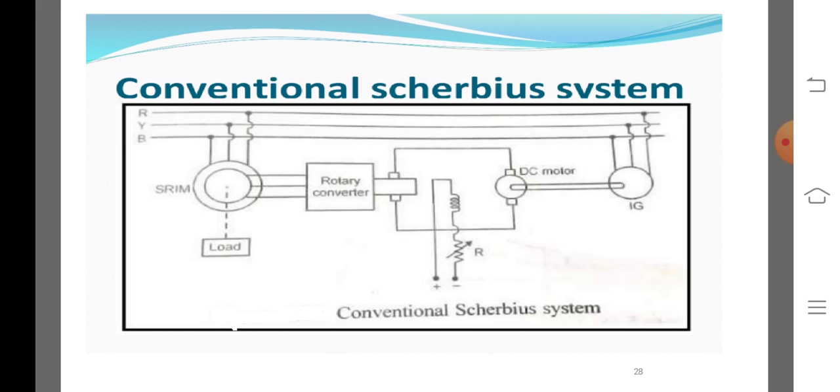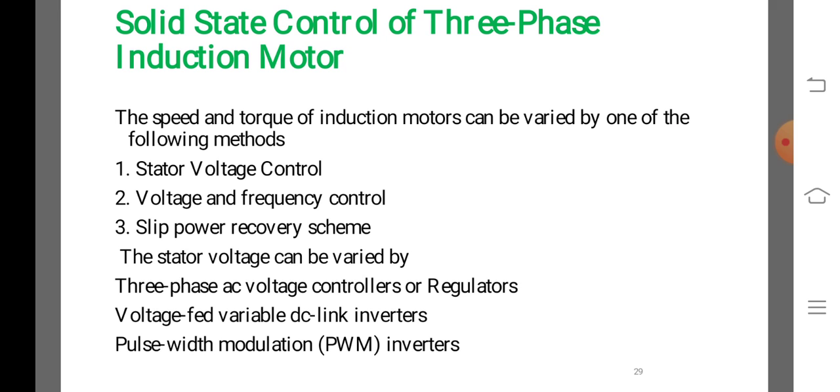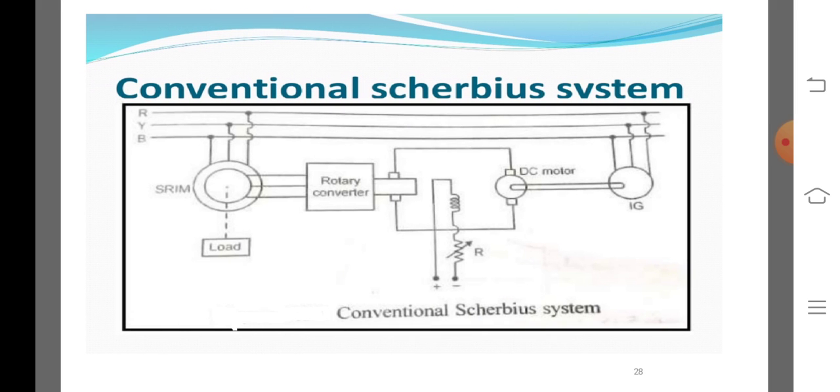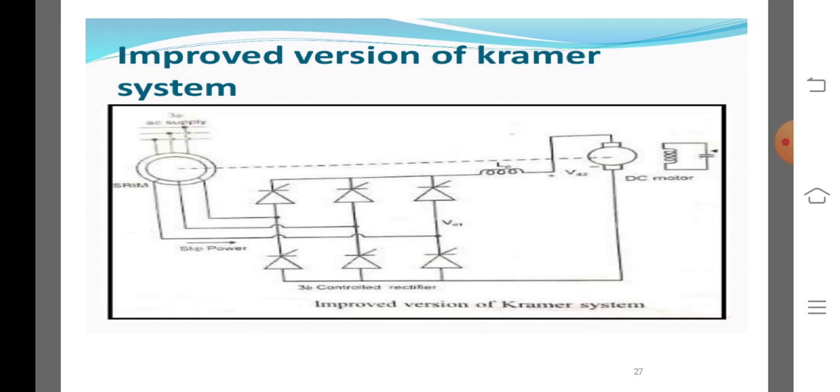Another advantage of the system is that if the rotary converter is overexcited, it draws leading current, which compensates for the lagging current drawn by the main motor. Hence, power factor improvement is also possible. This is the conventional improved version of the Cramer system.